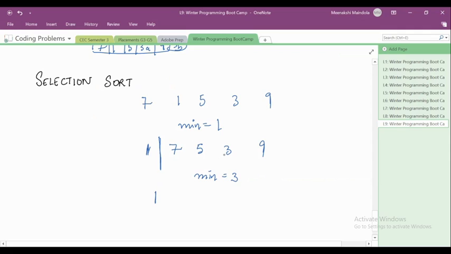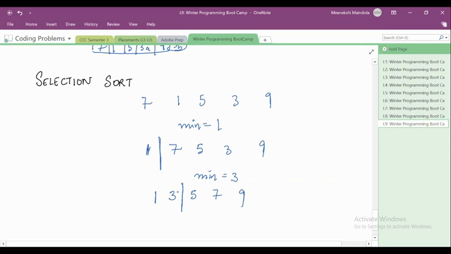Any element which is at the beginning should go back to that element's position. So what do you do? You swap 7 and 3, and the rest of the elements are going to remain in the same order. Okay, now you consider this part of the array as sorted. So the first two elements are sorted.